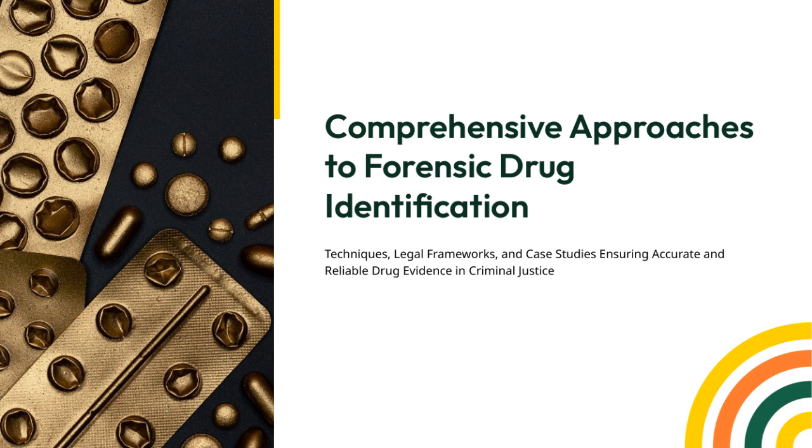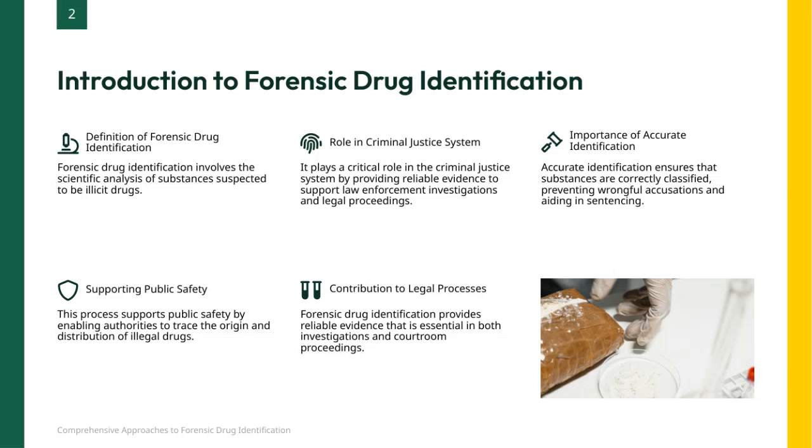Let's get started. Forensic drug identification is a scientific process used to analyze substances that are suspected to be illegal drugs. This analysis is crucial because it provides clear, reliable evidence that law enforcement agencies rely on during investigations. It also plays a vital role in legal proceedings, ensuring that the substances involved are accurately identified. This accuracy is extremely important to prevent any wrongful accusations and to support fair sentencing.